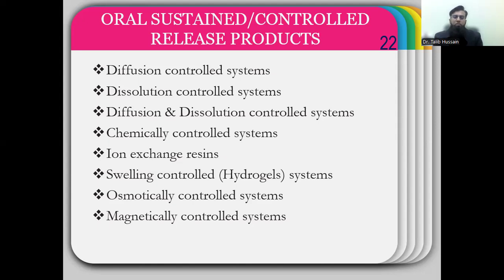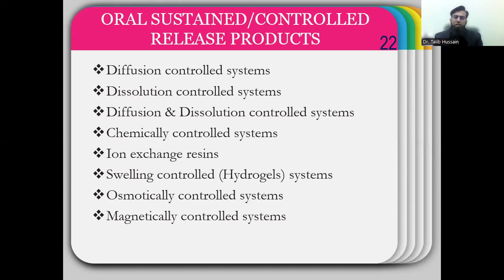There is a system which depends on the osmotic pressure which is generated within the system. So higher the osmotic pressure, higher the drug delivery. Lower the osmotic pressure, lower the drug delivery. So there will be an osmotic agent that will control the release depending on the osmotic pressure.